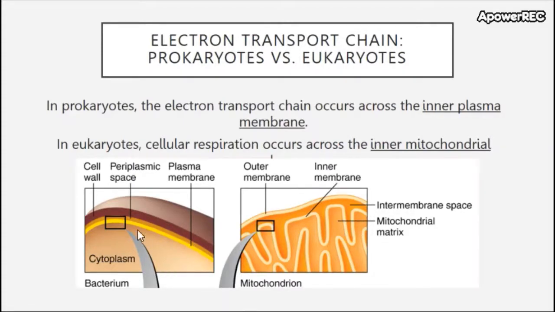So the protons that are pumped across that membrane in bacterium build up in the periplasmic space here. And in mitochondria, they occur in what we just call the intermembrane space.